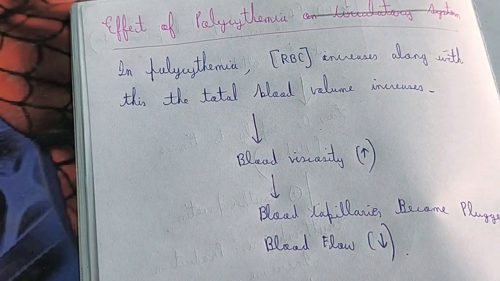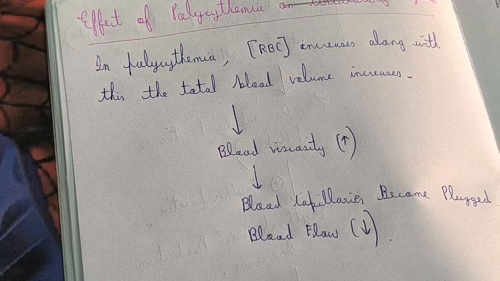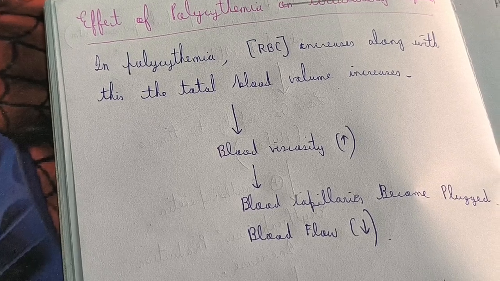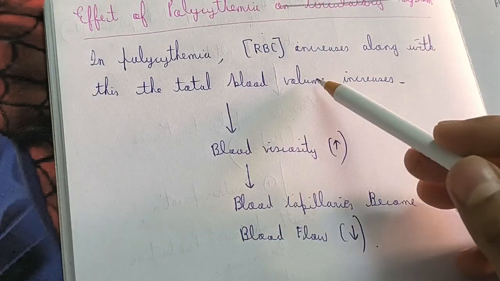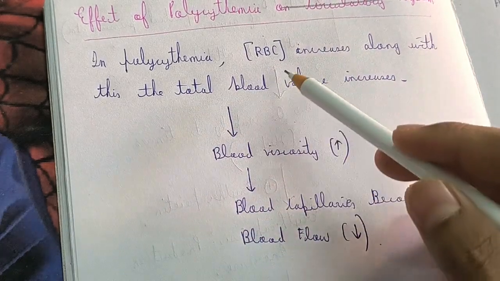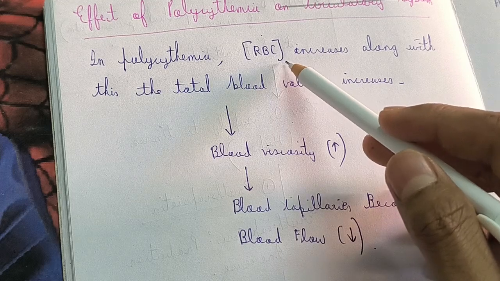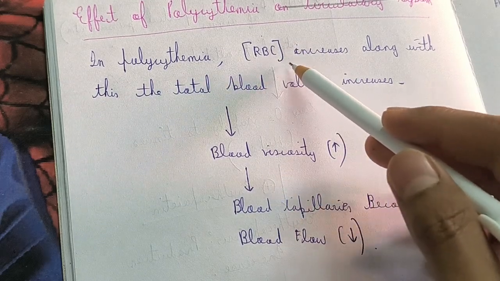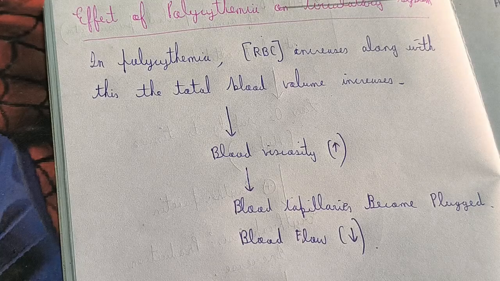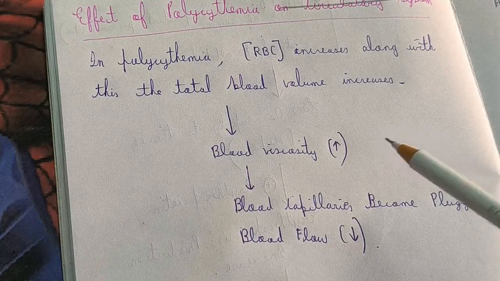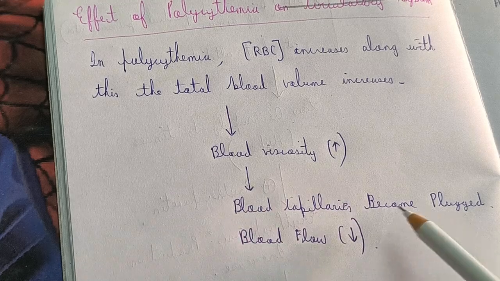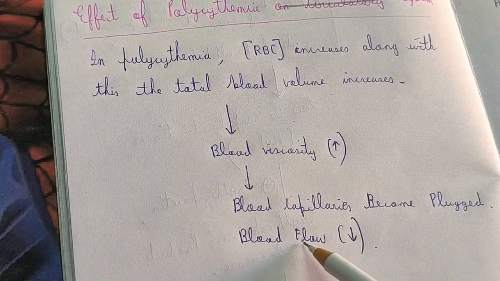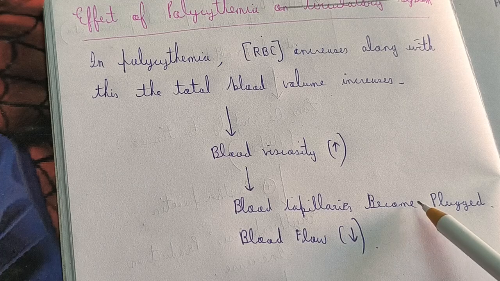Now I am going to explain the effect of polycythemia. First of all, you have seen that in polycythemia RBC concentration increases, and along with this increase in RBC concentration, the total blood volume also increases, and this leads to increased blood viscosity. As a result, blood flow reduces and blood capillaries become blurred.